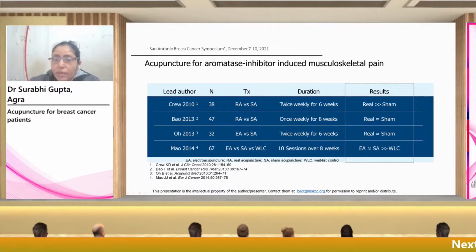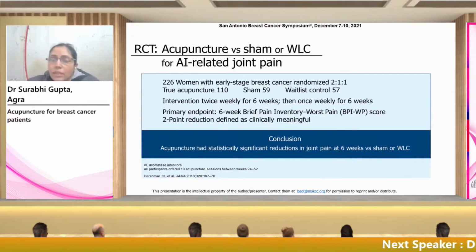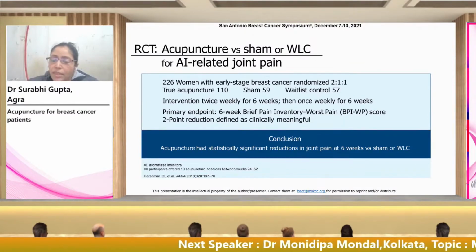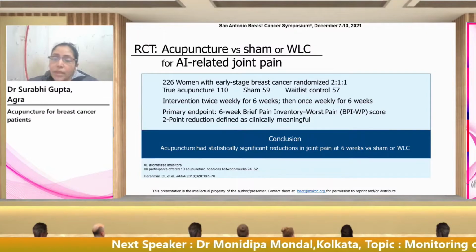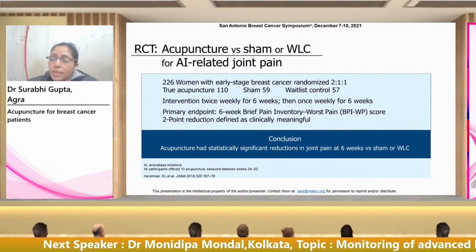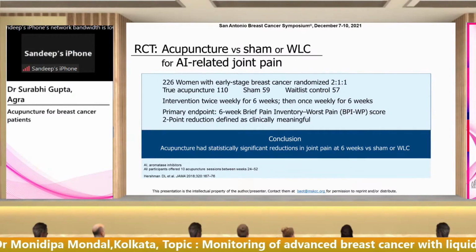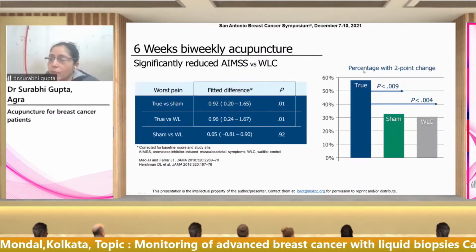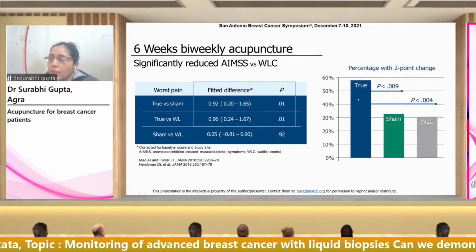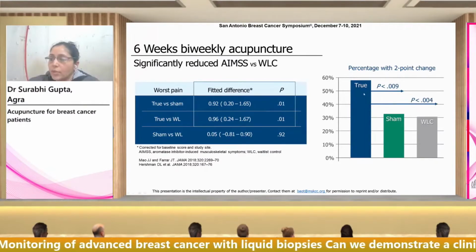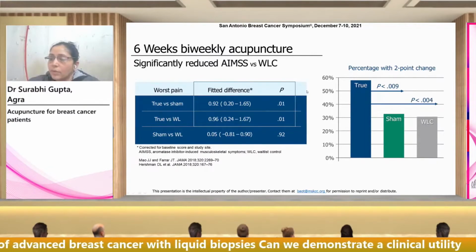Another study by Hershman et al., published in JAMA, has shown that acupuncture has a statistically significant reduction in joint pain from aromatase inhibitor use, and it was persistent up to the long-term follow-up. We can see here that the 2-point reduction in the pain scoring is much more in the true acupuncture arm as compared to sham or waitlist control.